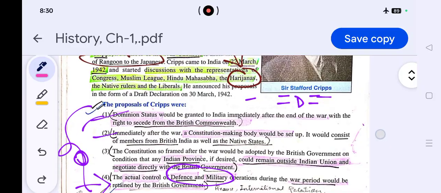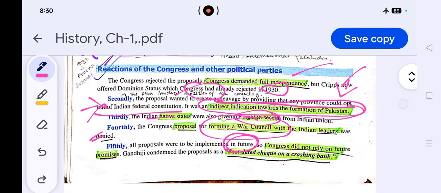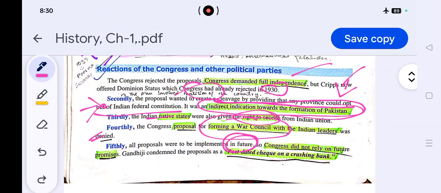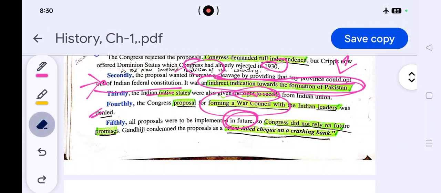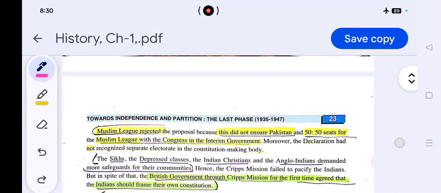So if you see this, immediately after the end of the war. When will the war end, and what is the time period that refers to immediately after? For example, if the war ended yesterday, will independence be given today, or will they take another month, another year, or a decade? So the promise wasn't a complete one; we don't know when they would give us independence. So it was like a post-dated check on a crashing bank. Remember, this is what Gandhiji referred to this plan as.